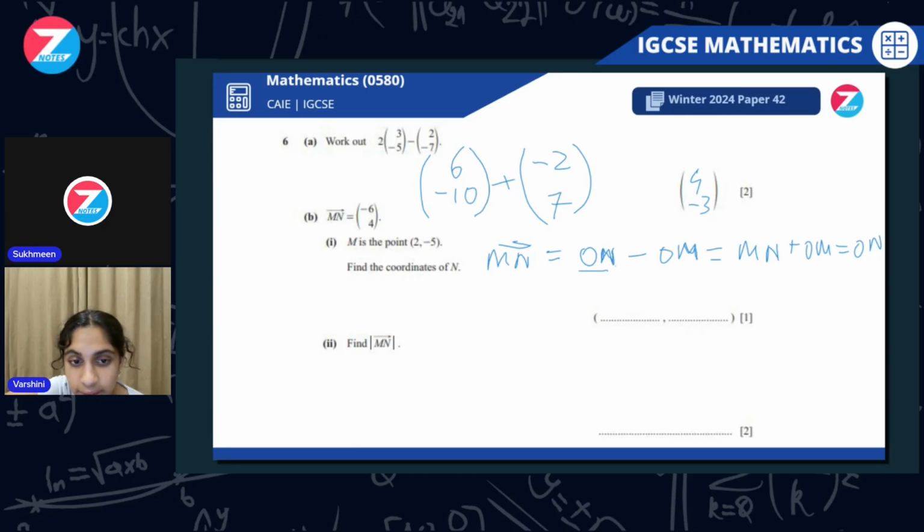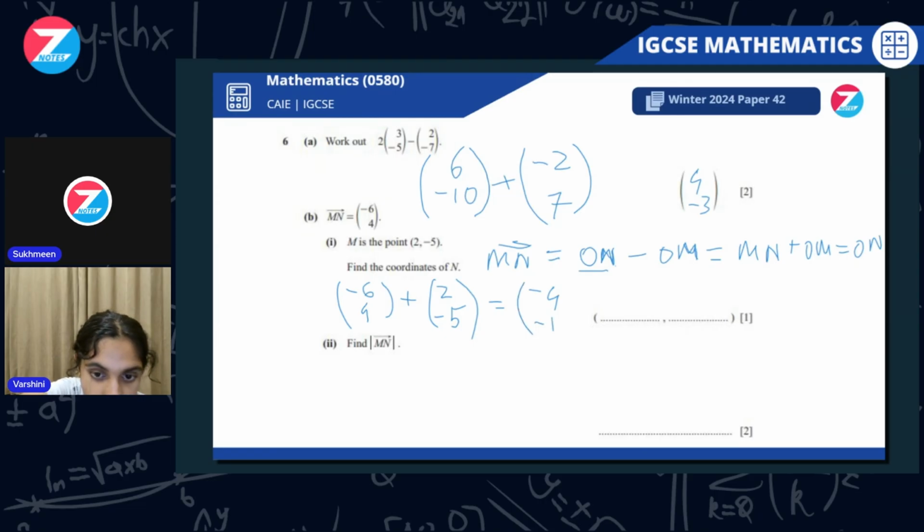So now all we have to do is add this vector to this vector. So it's going to be minus 6, 4 plus, we're going to put this in vector format with 2 on the top because it's the x coordinate. So 2 and minus 5. So it's going to be minus 6 plus 2, which is equal to minus 4, and 4 minus 5, which is minus 1. So again, we have to convert this back into x and y coordinates, which is just going to be minus 4 and minus 1.